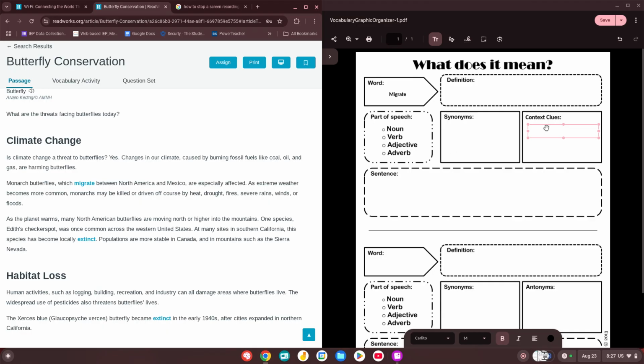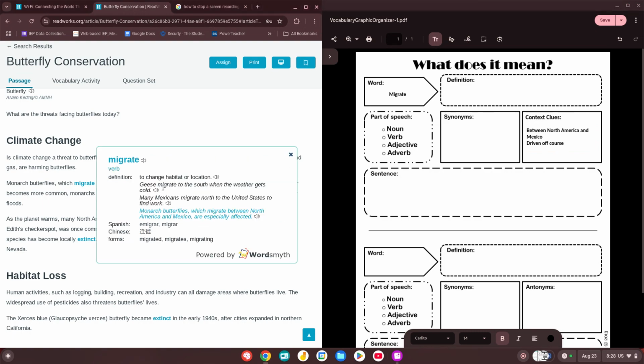So I'm going to write those things down. Those context clues helped me. The ones that helped me were between North America and Mexico and driven off course. Now I'm going to check to see if I'm right. It says to change habitat or location. I wasn't perfect, but the general idea is there. It is some kind of traveling because they're changing habitat or location. So let's check this out.